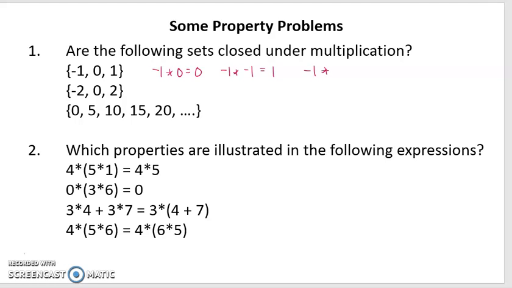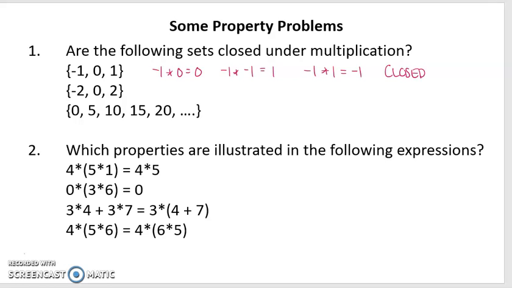-1 times 1 equals -1, which is also in the set. So any two elements I pick and I multiply them, this is under multiplication, would give me an element back in the set. So it is closed.